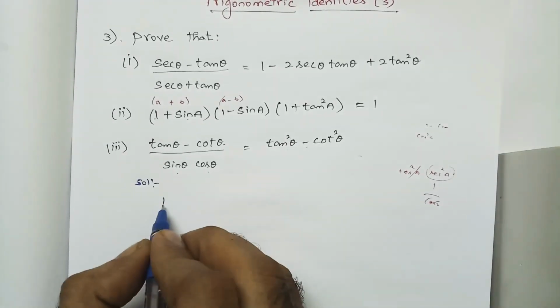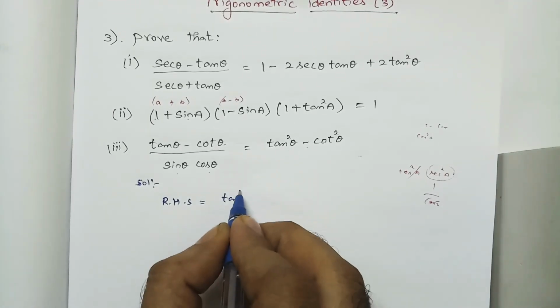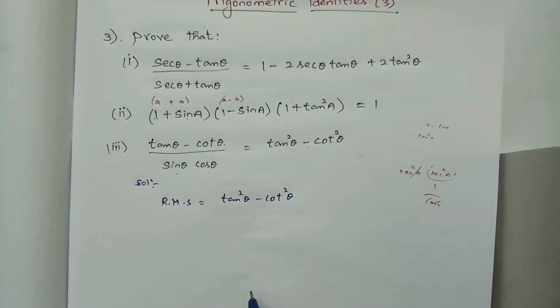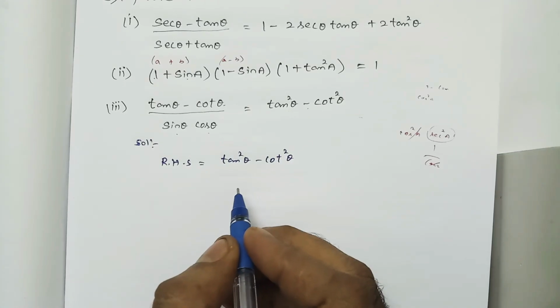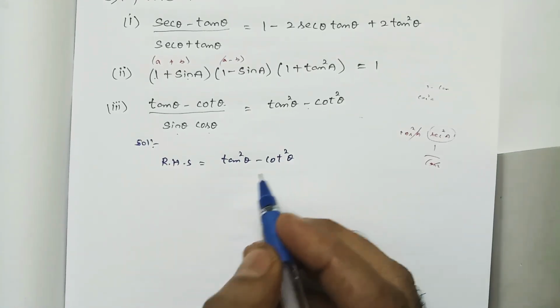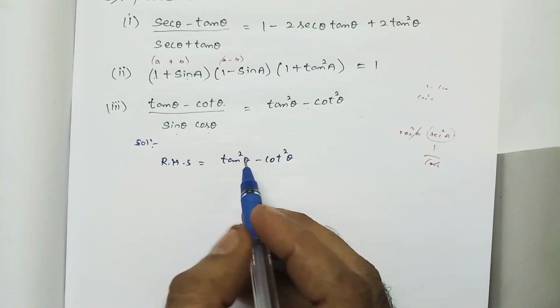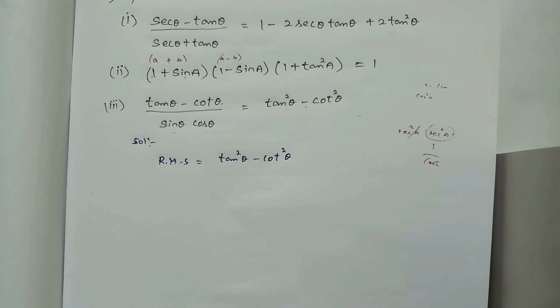I am just taking the RHS. RHS is equal to tan square theta minus cot square theta. How are you going to simplify? Whether you convert in terms of sin and cos or some other way, we can convert in terms of sin and cos, but before that, see how it will be: tan square theta minus cot square theta.